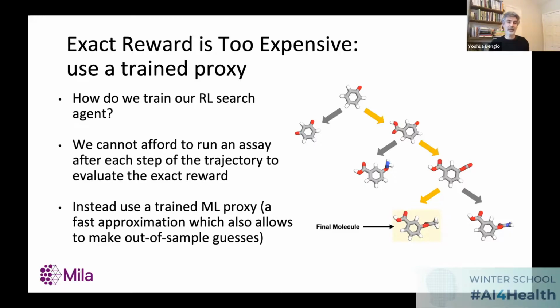We can also have a proxy for the reward, which is a trained machine learning system. So we can take the data we have and use supervised learning to train an approximation of what would happen if I did an experiment in vitro, and then that's useful because I don't need to run the in vitro experiment. I can just query the machine learning predictor and use that as a reward. Okay, so that's progress. We have to deal with the fact that there are errors and uncertainty and so on. I'll come back to these kinds of things.